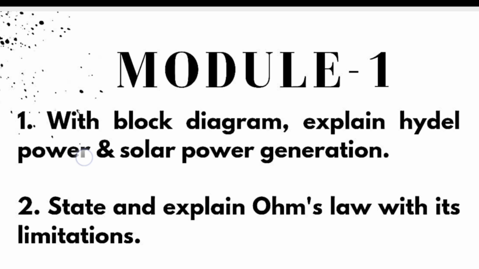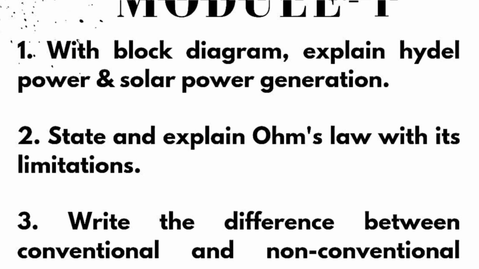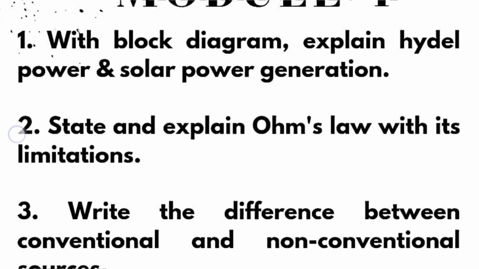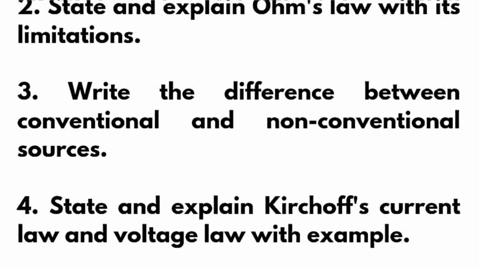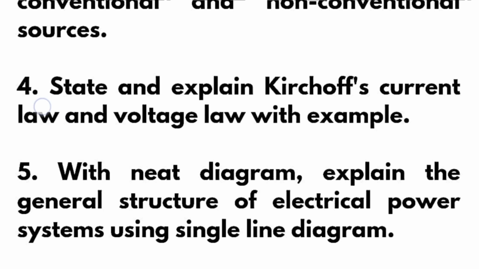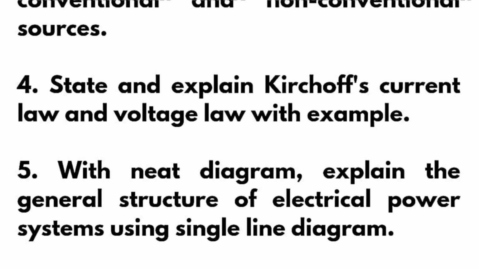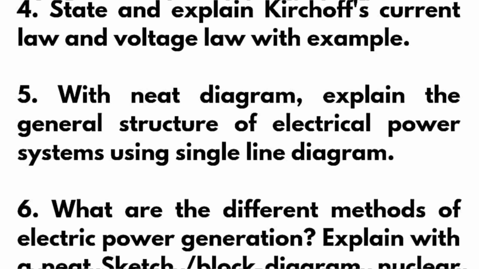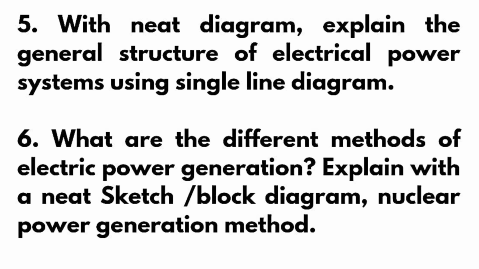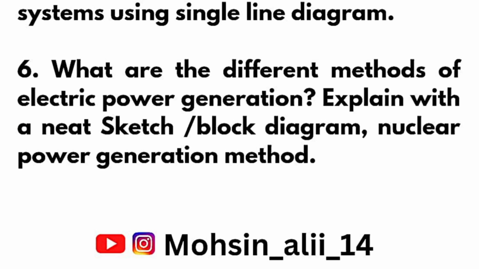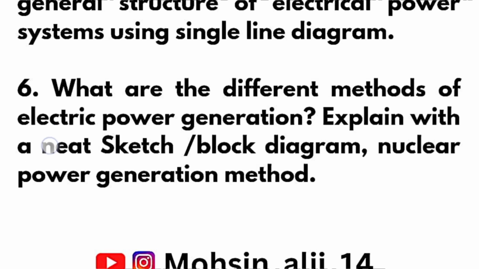Okay, so with the block diagram, explain hydel power and solar power generation. And next super important question: state and explain Ohm's law with its limitations. Write the difference between conventional and non-conventional sources. Next we have a super important question: state and explain Kirchhoff's current law and voltage law with examples, and make sure you go through its numericals, which are very simple ones, using Kirchhoff's current law and voltage law. Next, with a neat diagram, explain the general structure of electric power systems using a single line diagram. Last question we have: what are the different methods of electric power generation? Explain with a neat sketch or block diagram the nuclear power generation method.